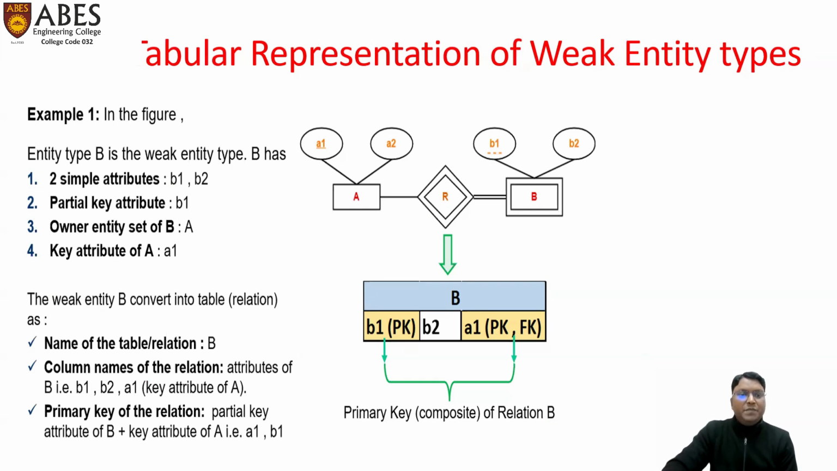So the weak entity B converted into a relation will have the table name B, and the columns of the relation will be B1, B2 and A1, because A1 is the key attribute of A. So the primary key of the relation will be the partial key attribute of B plus the key attribute of A. That is, A1 and B1 will become the primary key of the relation. This is called a composite key.